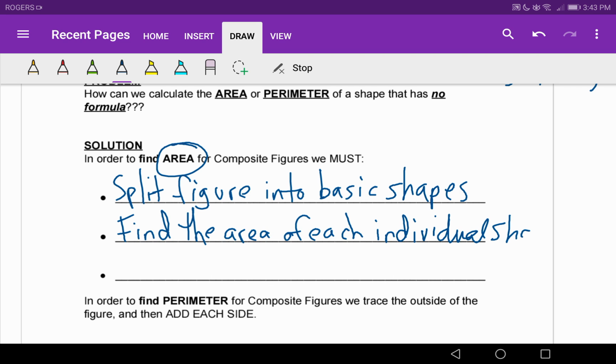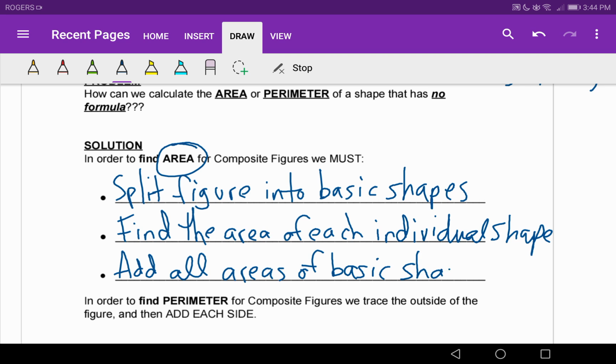So we're basically breaking down this composite shape into its smaller parts, finding the areas of those smaller parts, and then guess what step 3 will be to conclude finding the area of a composite shape? It would be add all areas of basic shapes together. So that makes a lot of sense. Right, so we're going to break down our shape into smaller shapes, find the area of each of those, and then add them all together.